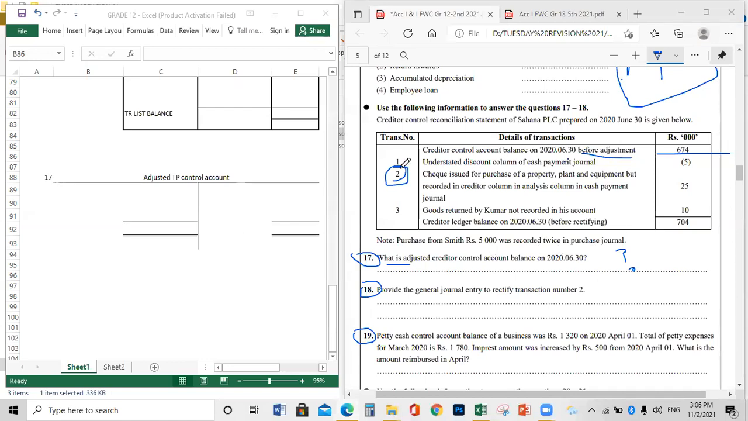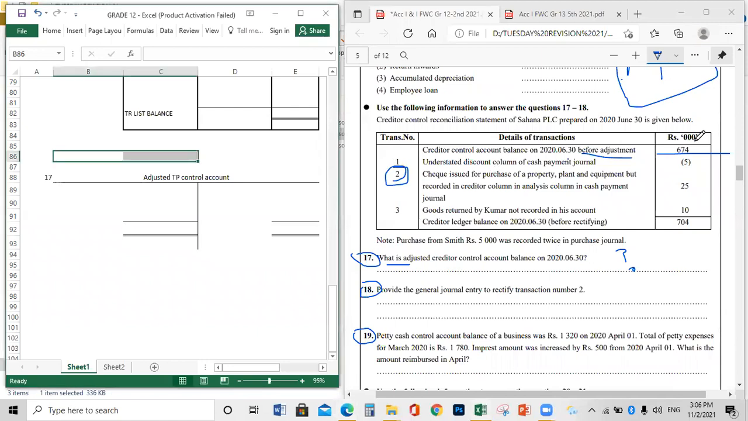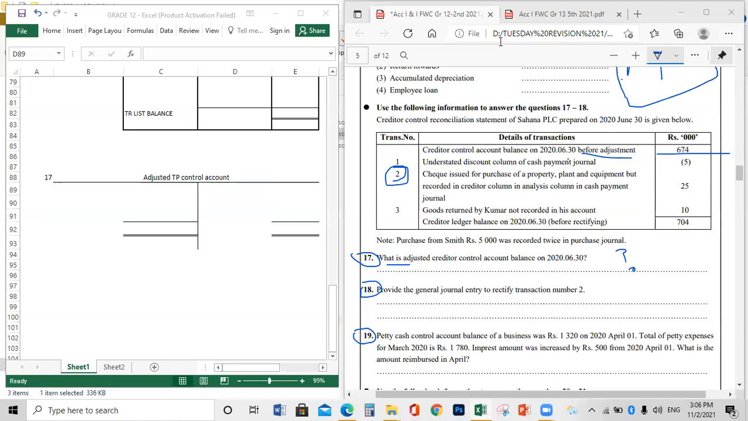First of all, you can take this creditor control account balance and write it as the opening balance in the adjusted trade payable control account. That is going to be 674. Why did I write it on the credit side? Because trade payable is a liability, so it will come on the credit side.